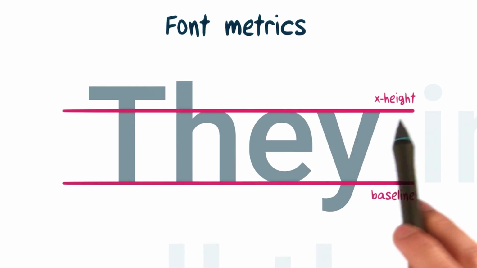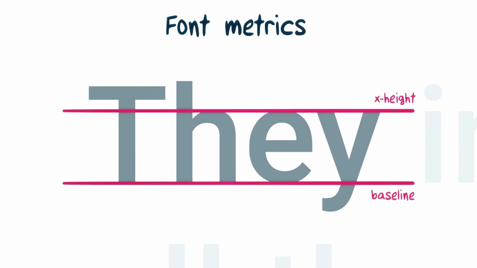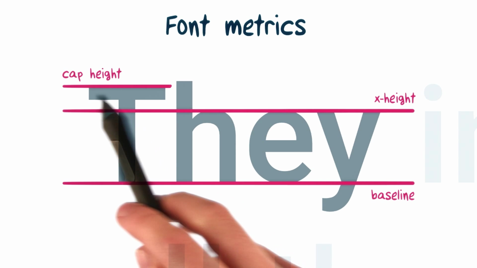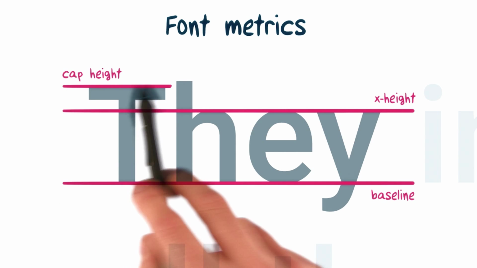Next is the x height, which refers to the height of the lowercase x in the font. Basically the height of most lowercase letters, like the letter E here. Fonts with a relatively large x height tend to be more legible and better suited for body text. After that is the cap height, which is the height of most uppercase letters, like the capital T here.